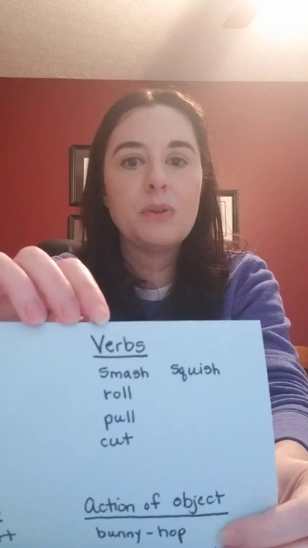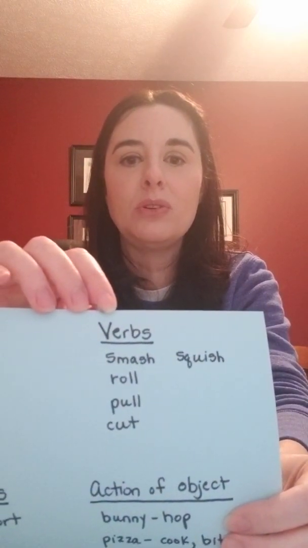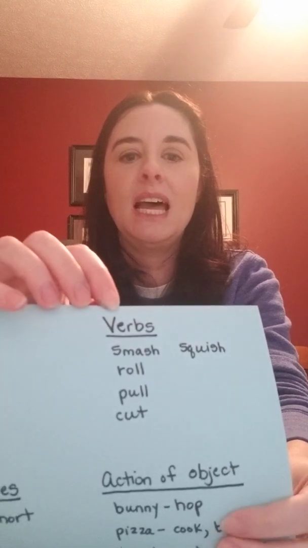So while you're playing, there's lots of different verbs and action words that you can talk about. So I just listed just a few here: smash, roll, pull, cut, squish. So, if you're pulling the Play-Doh, we're gonna roll the Play-Doh, roll it out, roll. Of course, kids like to squish the Play-Doh. Your turn. Squish the Play-Doh.